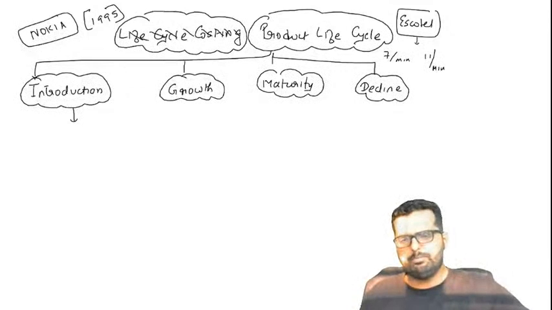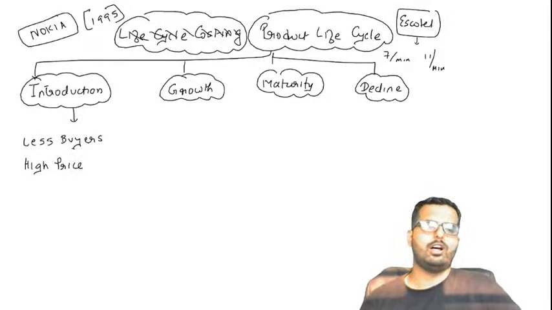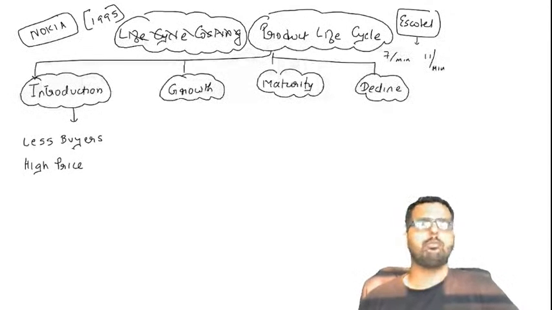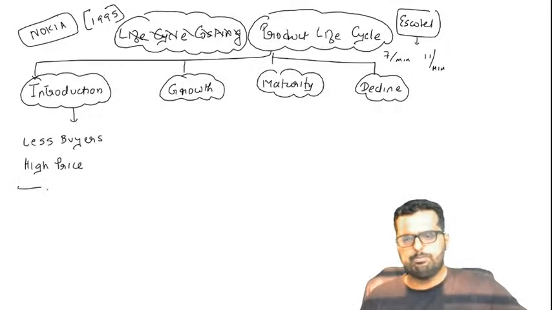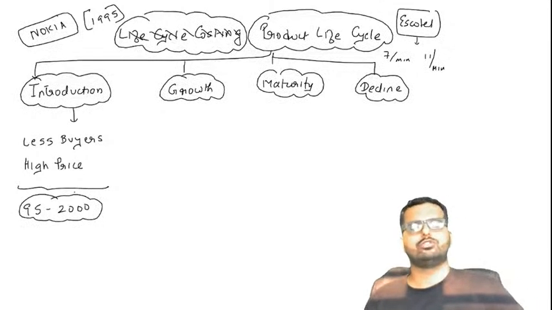At the introduction part, there were very few buyers, and this phone had a very, very high price. People were not even aware that there are phones like Nokia coming up. But slowly, what happened? The product started reaching the crowd. So this is the period of 1995 to 2000, which I just now talked about. And this phase is what I call the introduction.